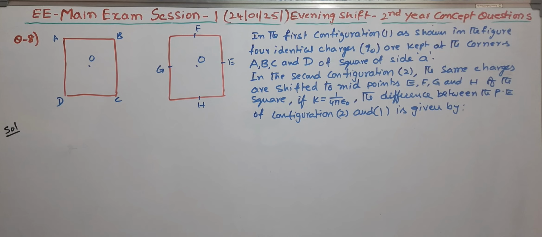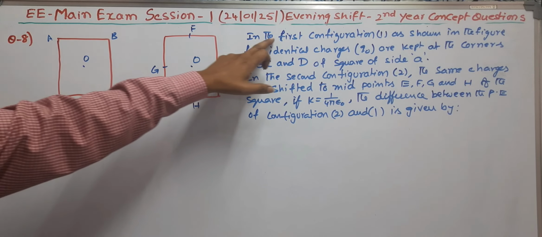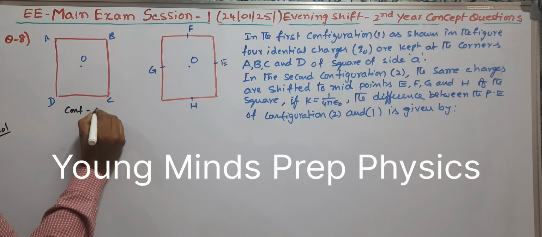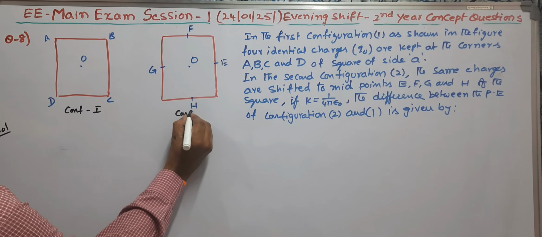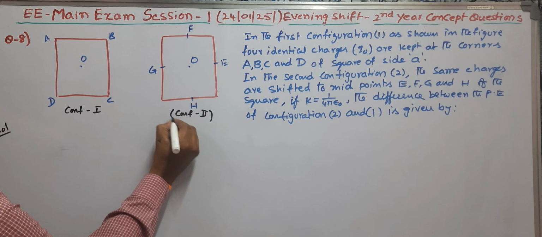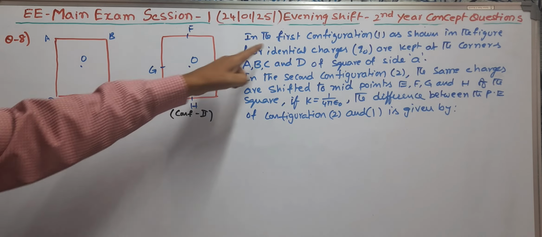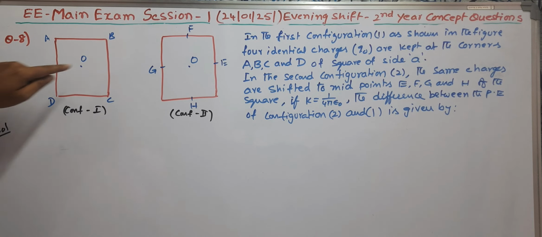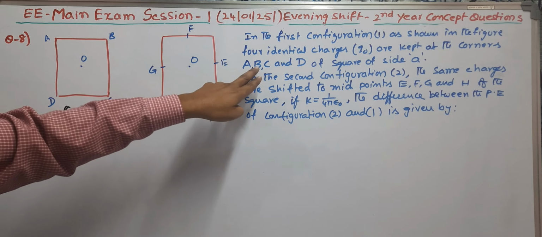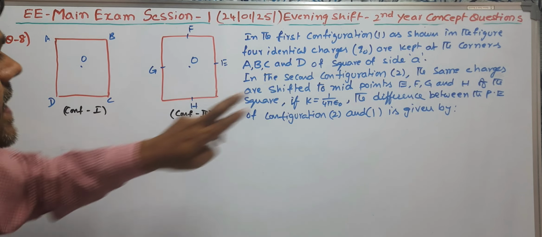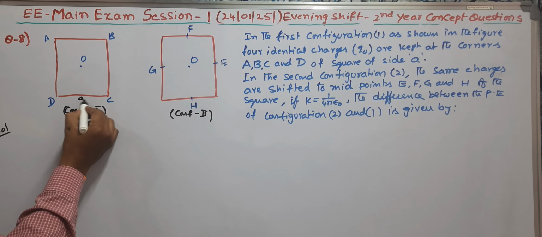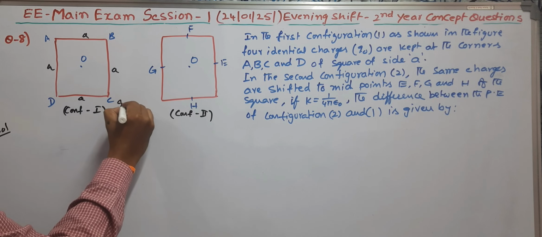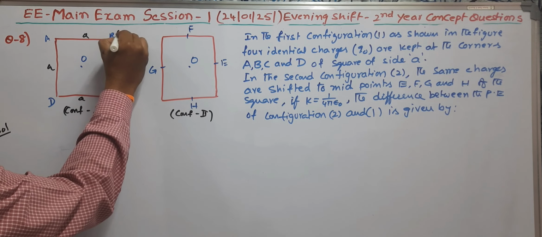Right, the 8th question. In first configuration, this is configuration 1, this is configuration 2. In the first configuration, as shown in the figure, 4 identical charges, q naught, are kept at the corners A, B, C and D of the square of side A. This is a square of side A. On its 4 corners, a charge of magnitude q naught is kept.